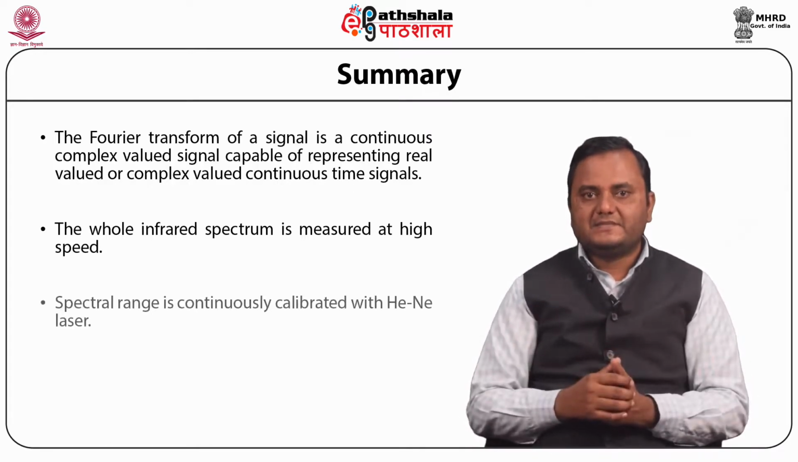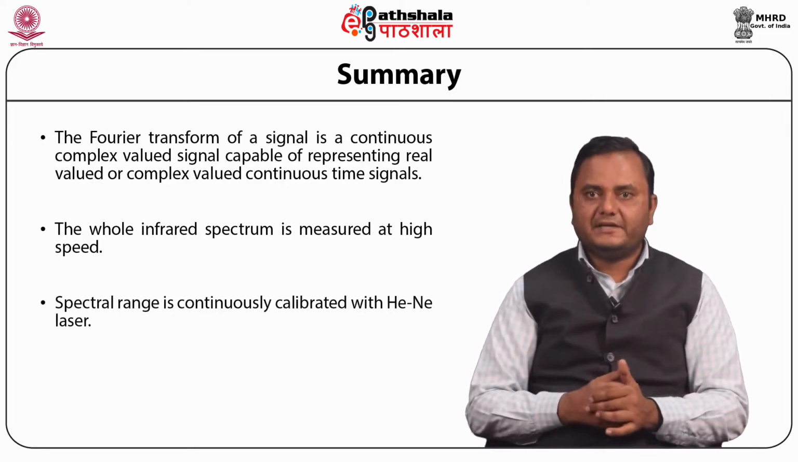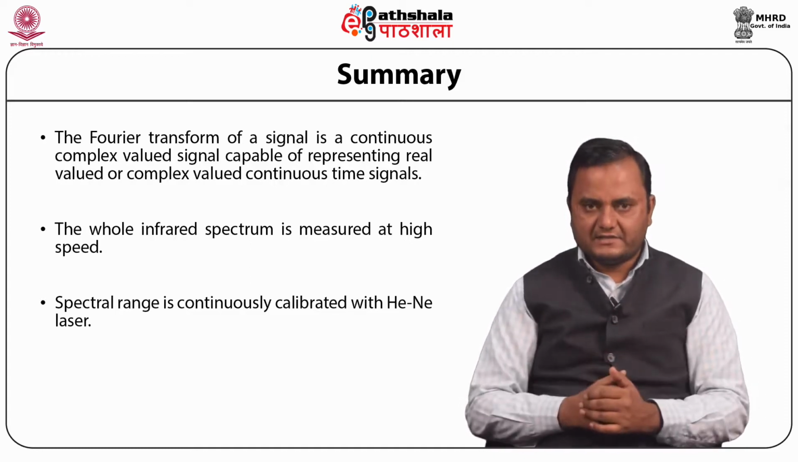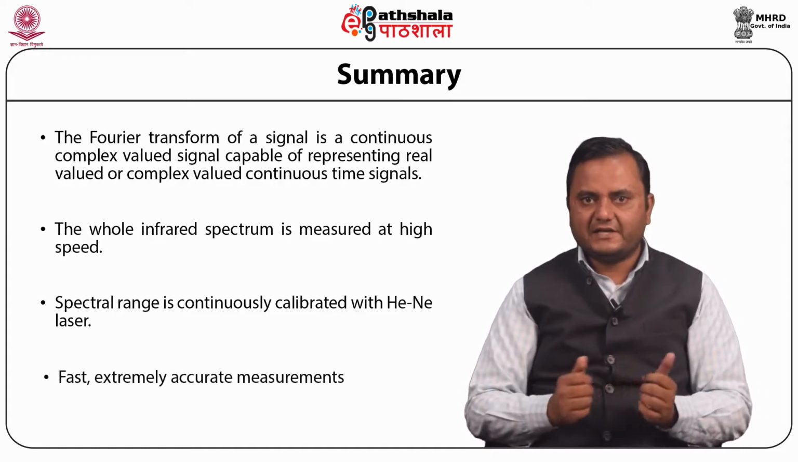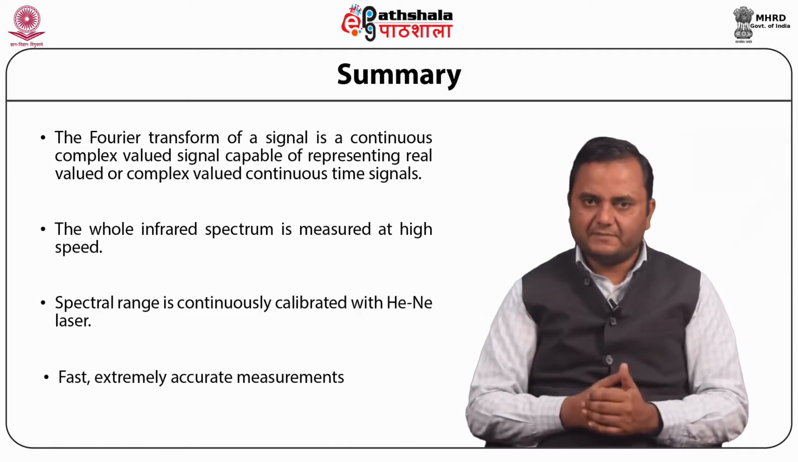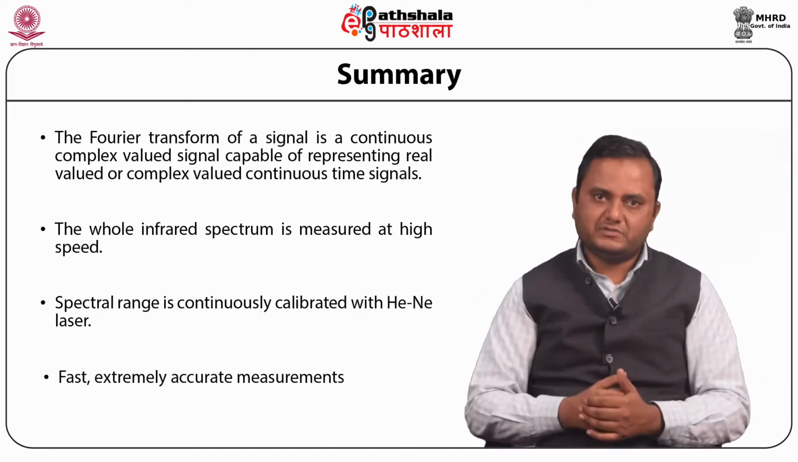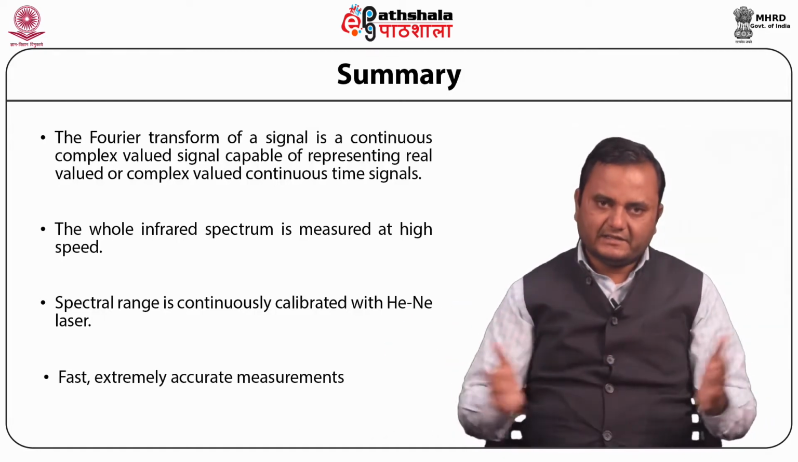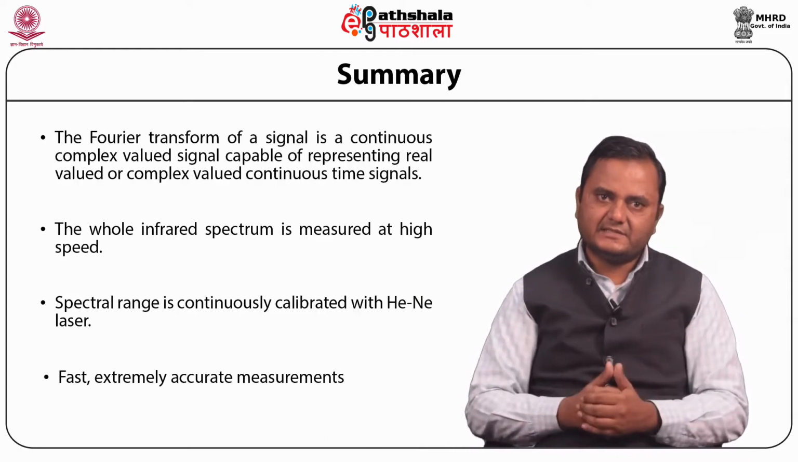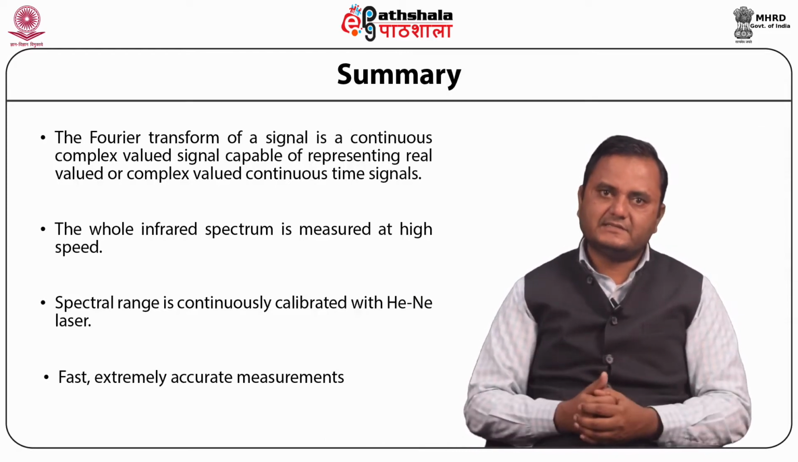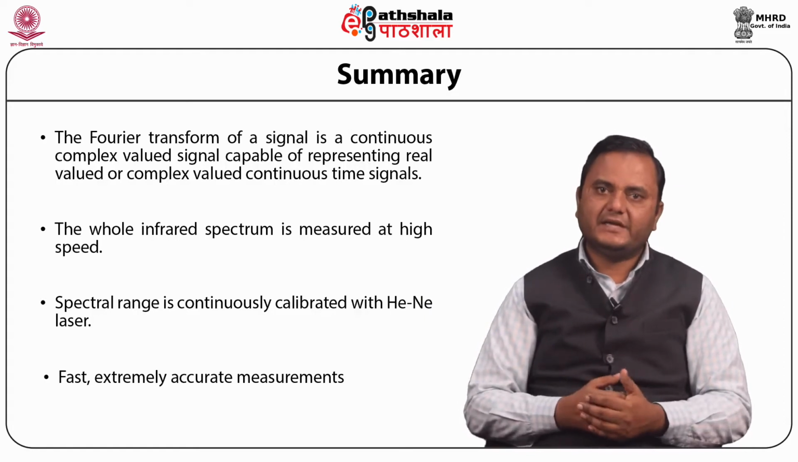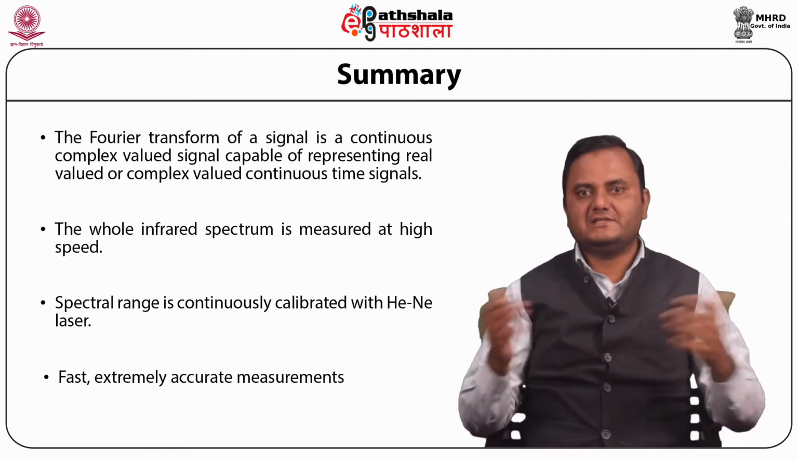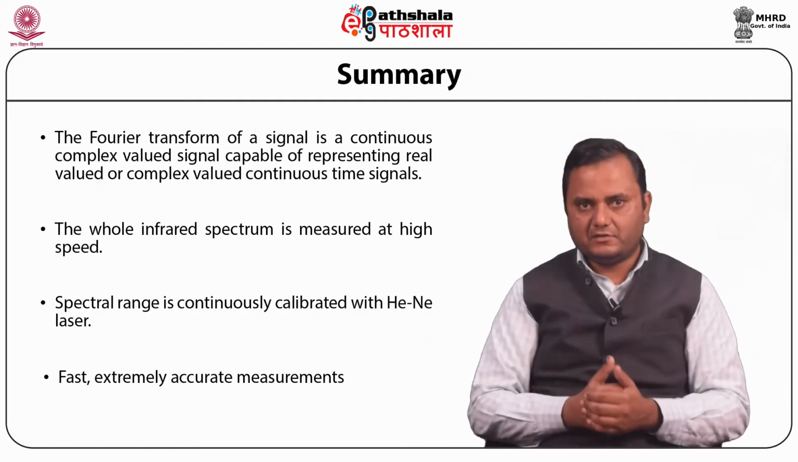and the spectral range is continuously calibrated with a helium neon laser. FTIR is very fast, extremely accurate, and provides very accurate measurements, and it is widely used in a large number of different disciplines like chemistry, physics, material science, nanotechnology, clinical science, and biological science to get detailed information about the molecular architecture and the changes in the environment or impact of the environment on the molecules.